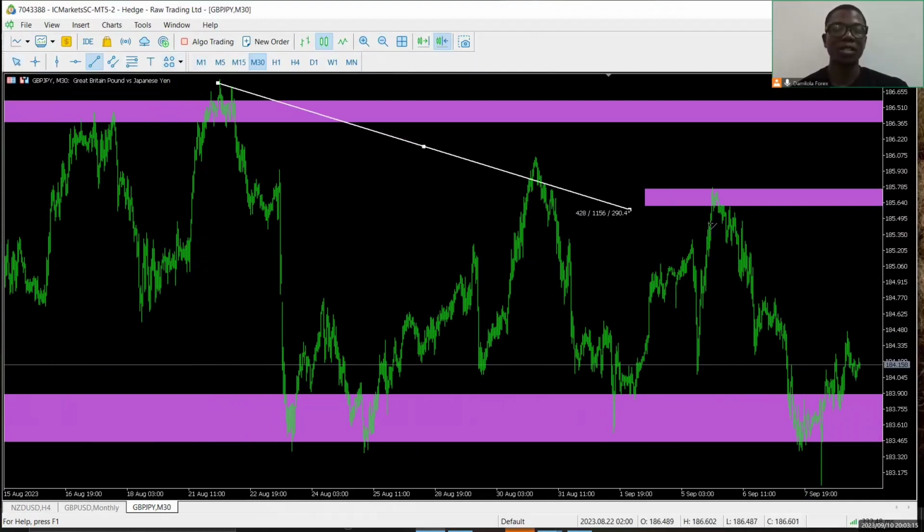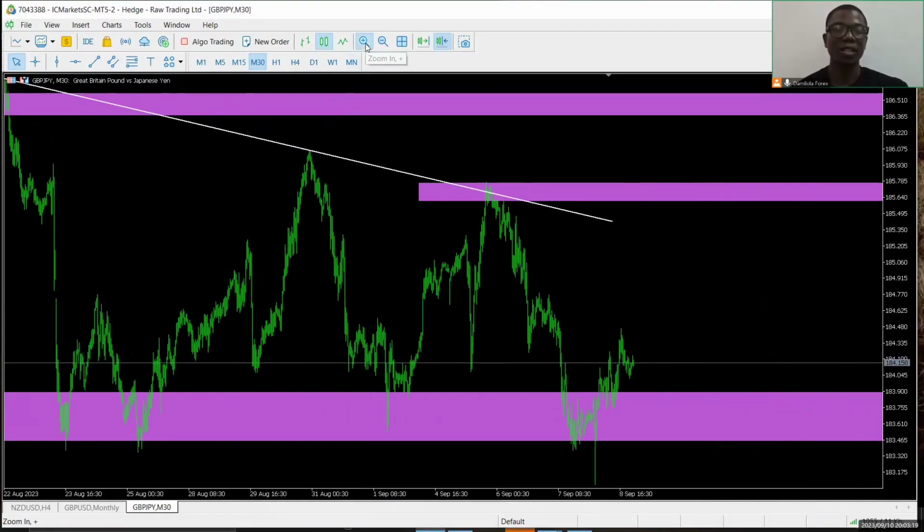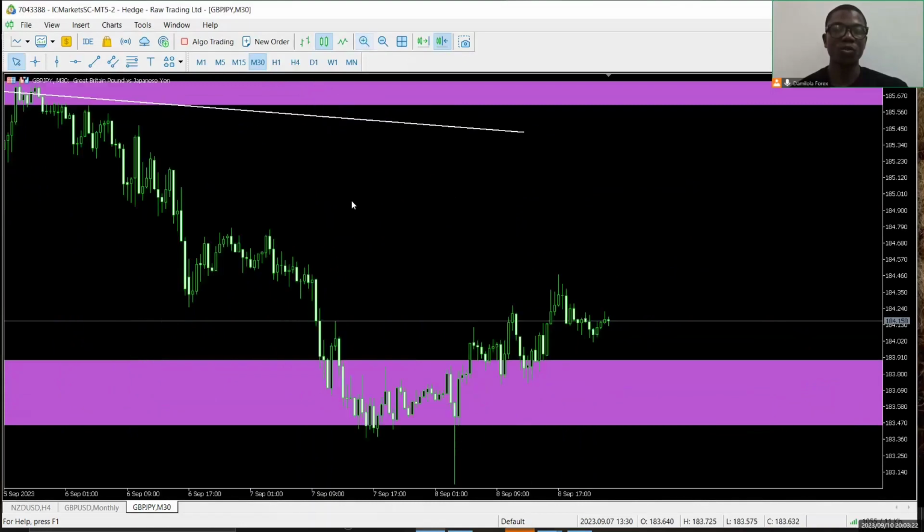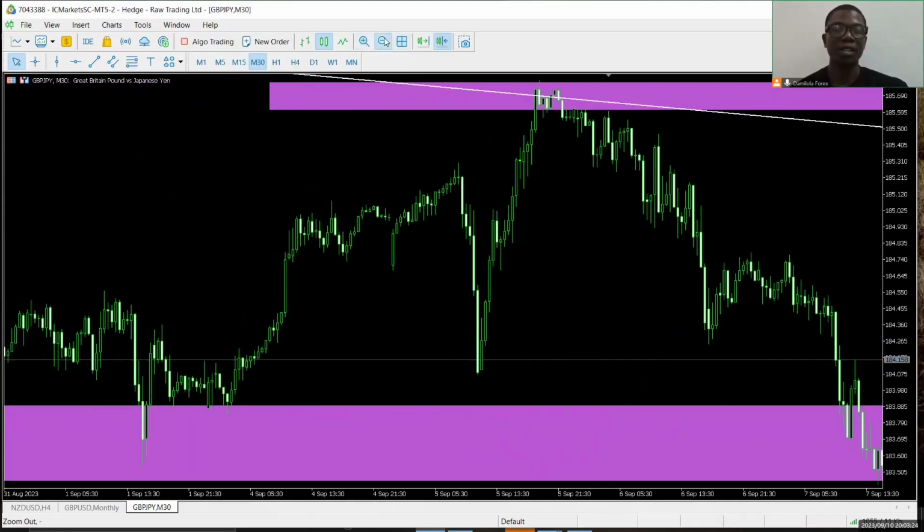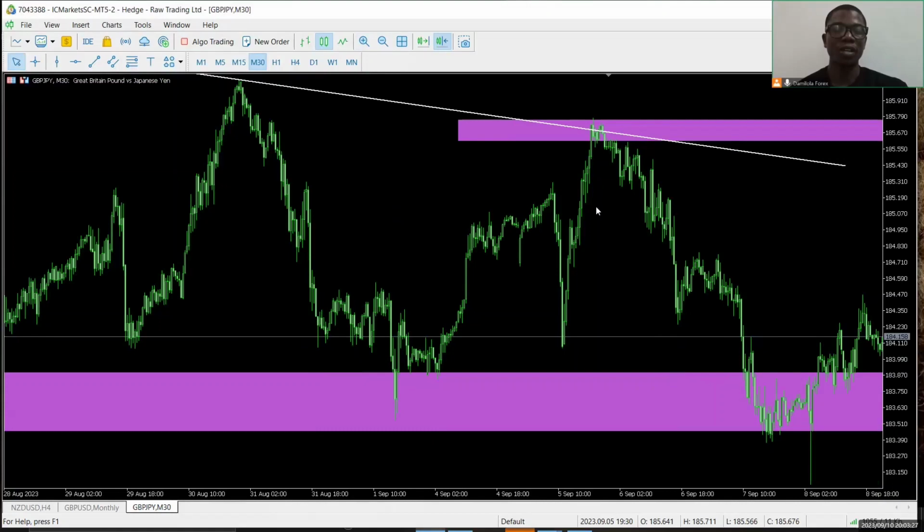This was the counter trend line that made us exit prices. We can see that as soon as prices hit the counter trend line, prices rejected. So we took our profit after prices hit the counter trend line, and we were able to take our profit and let the prices go.